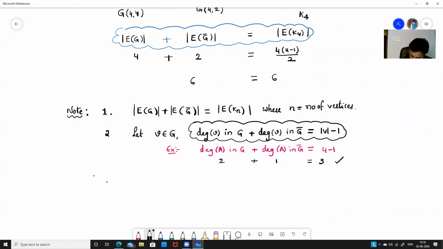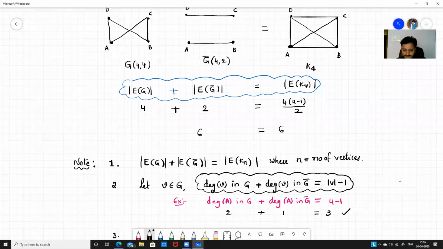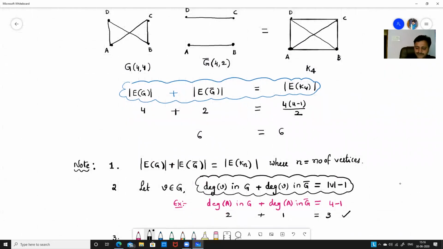Now the third one is, look at the first example which we considered. If you take the degree sequence of the graph G, the degree of A is equal to 2, degree of B also 2, degree of C also 2, degree of D also 2. Is it correct or not? No need to take one more graph, unnecessary time waste. So the degree sequence of the given graph G is 2, 2, 2, 2, all are 2 only.